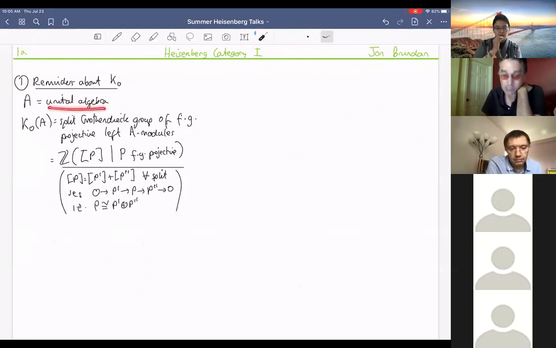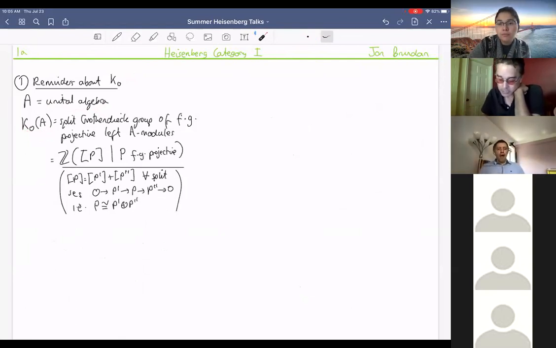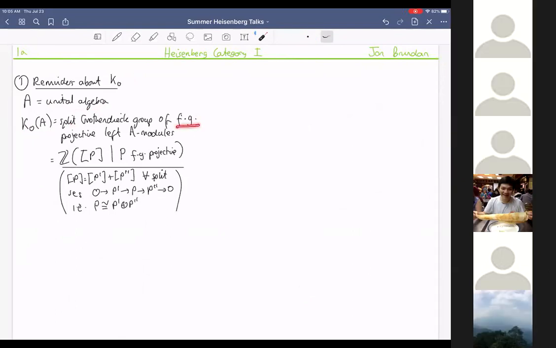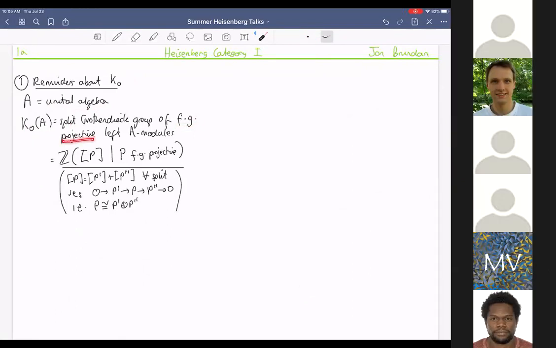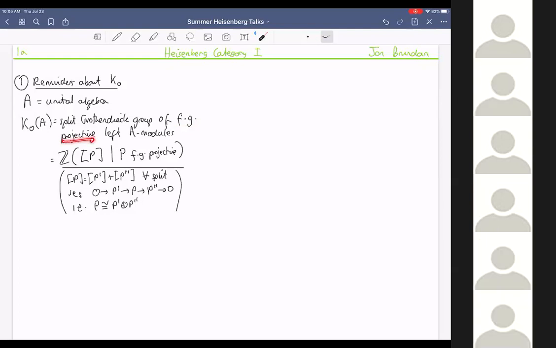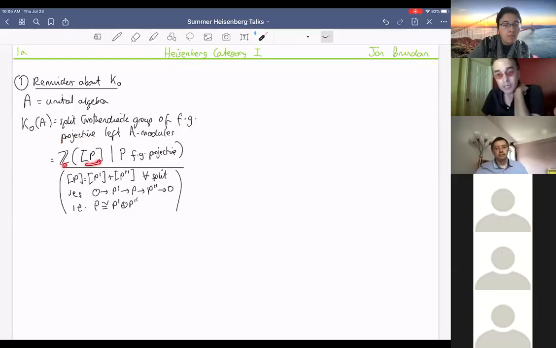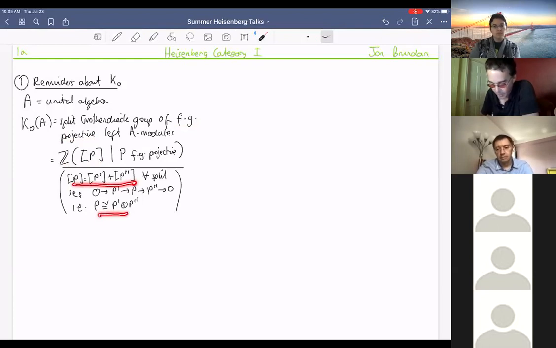If I just have a unital algebra A, then of course everybody knows that K0 of A, the Grothendieck group of that algebra, means the split Grothendieck group of finitely generated projectives. I'm going to work with left modules. That's just the free abelian group generated by isomorphism classes of finitely generated projectives, modulo the relation that P is P' plus P'' whenever you've got a direct sum decomposition P is P' direct sum P''.